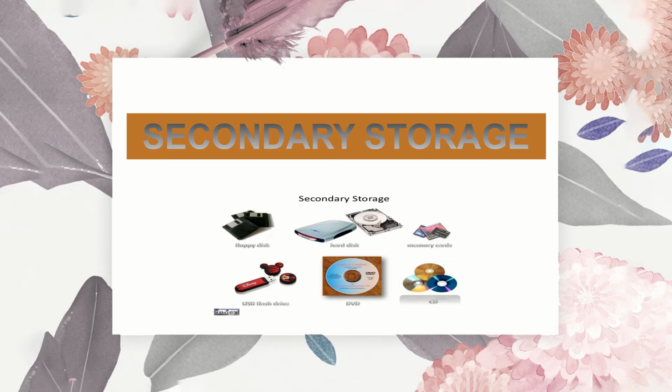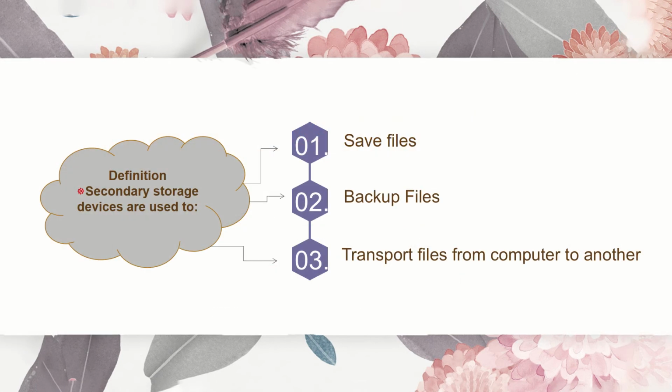Today, we want to present secondary storage. Secondary storage has many types like hard disk, USB, memory card, and more. Secondary storage devices are used to save files, back up files, and transfer files from one computer to another. For example, if you want to transfer a file to someone else's computer, you must use a USB to transfer the file easily and quickly.